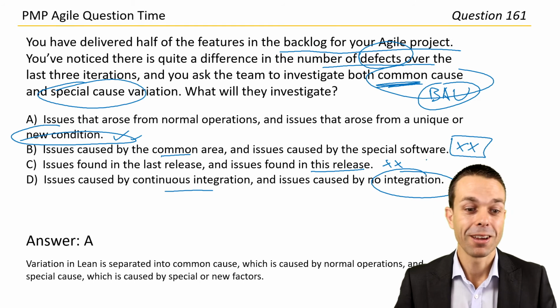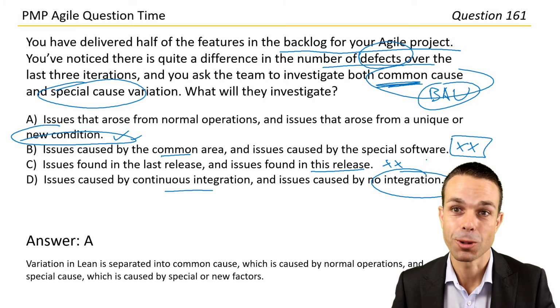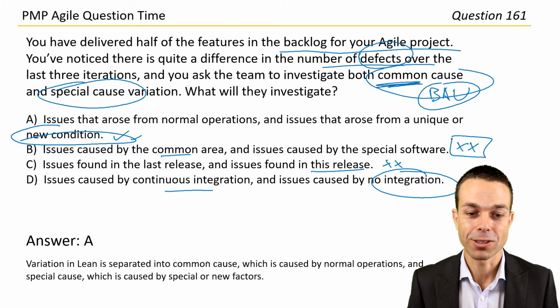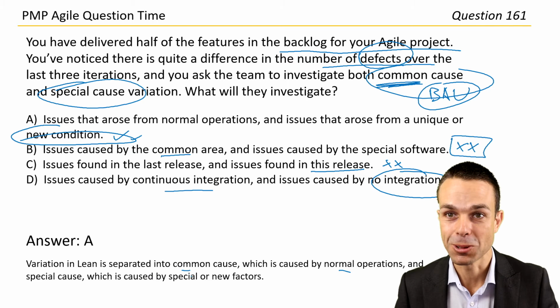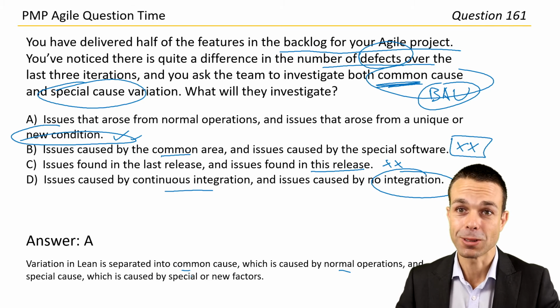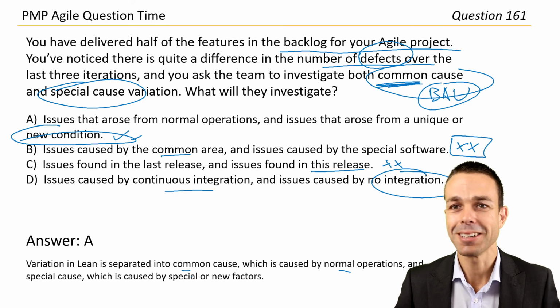And there it is. Variation in lean, or the Toyota production system, is separated into common cause, which is normal operations, and special cause, which is special or new factors. Well, that was a nice one to start with. All right, let's get into the next question and see how we go.